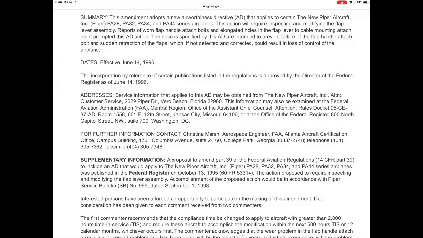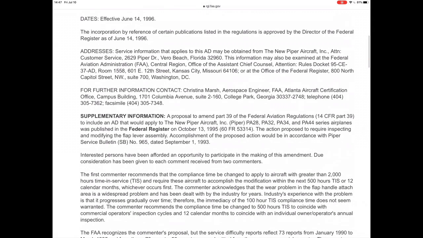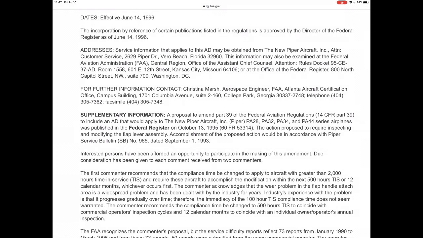Jumping to the business end of it, it tells us that this is in response to reports of worn flap handle attach bolts and elongated holes in the flap lever to the cable mounting attach point. Effectively, there was most likely an aircraft that crashed with fatalities involved due to worn attach bolts and elongated holes in the flap lever. Therefore, an AD has been designated to inspect or correct this deficiency. We have an effectivity date, which is June 14th, 1996.